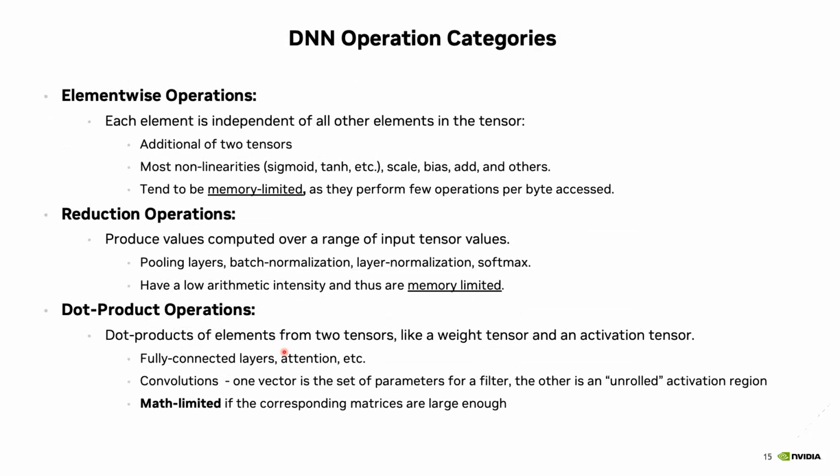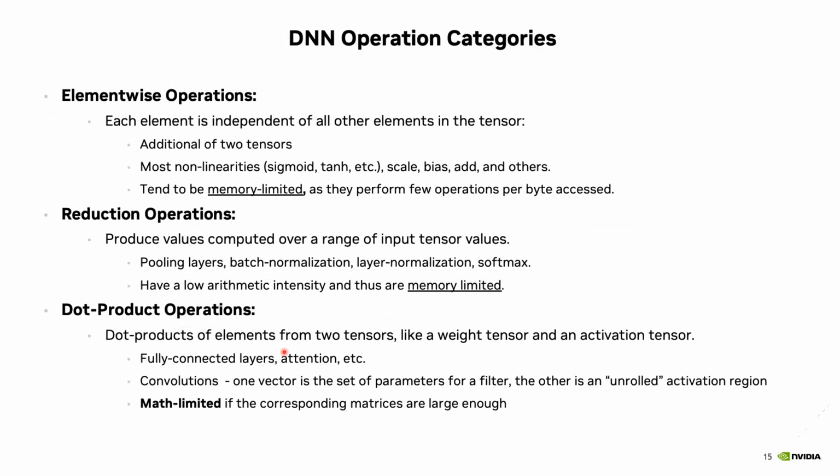The first category is element-wise operation. It is, for example, addition of 2 tensors. So I do an operation on every element, and this is independent of other elements. And this is most of the activation functions. Most of these operations tend to be memory limited, so we should minimize usage of them.